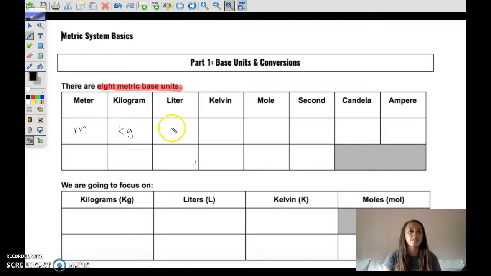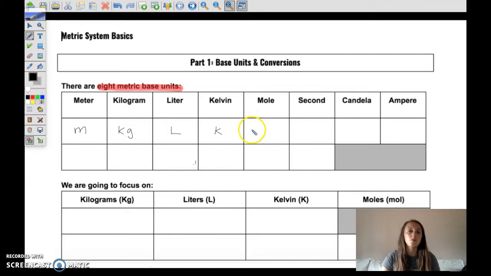The next base unit is the liter, which we abbreviate as a capital L, and that's used for volume. And you might be familiar with that from 2-liter soda bottles. Temperature is actually represented by Kelvin, which is the absolute temperature scale. So when we talk about absolute zero, we actually mean that there's no molecular movement. So everything would be stopped, which means that we would be dead.